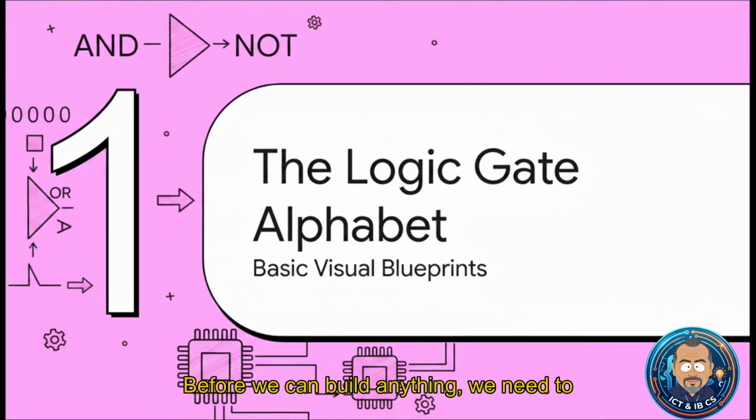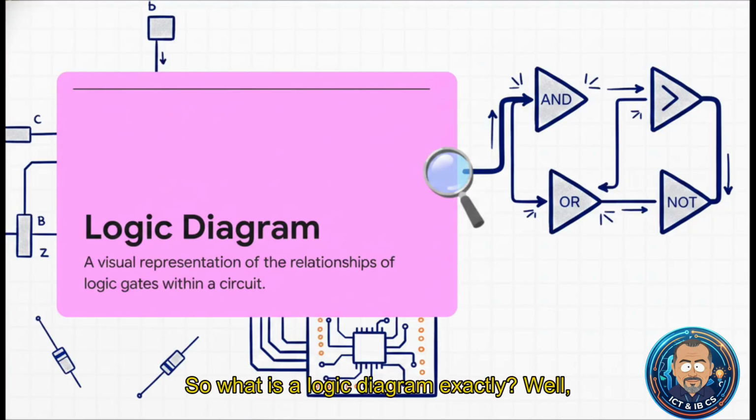Before we can build anything, we need to establish our basic visual building blocks. So what is a logic diagram exactly? Well, it isn't just some abstract flowchart. It's the literal blueprint used to physically construct digital solutions. When we design a digital system, we use these diagrams to map exactly how logic gates connect, interact, and sequence.